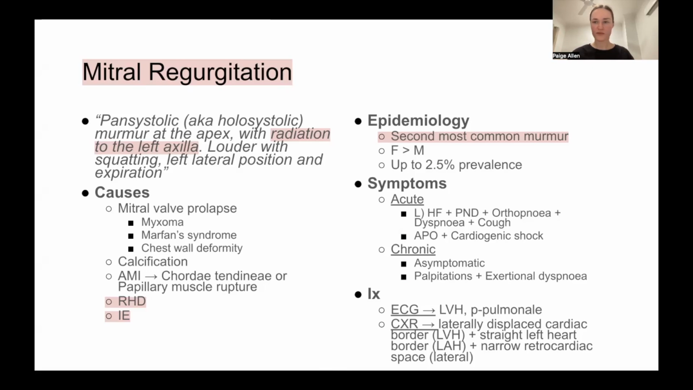You can get mitral valve prolapse, which causes mitral regurg. That one most commonly has a click sound in it. So prolapse often does have that click. Otherwise, in terms of etiology for these ones, common ones are rheumatic heart disease and infective endocarditis. So keep those in mind.